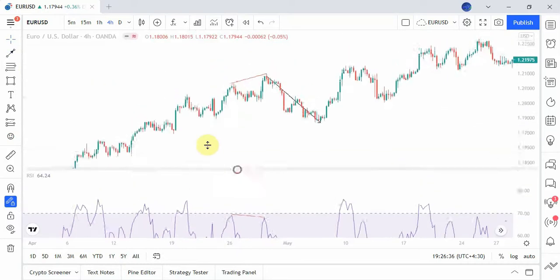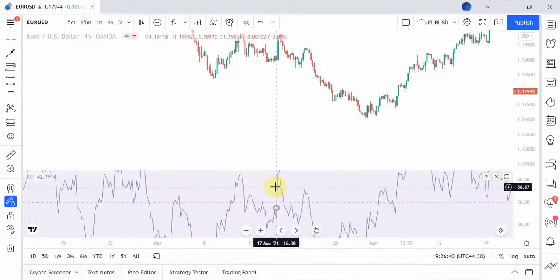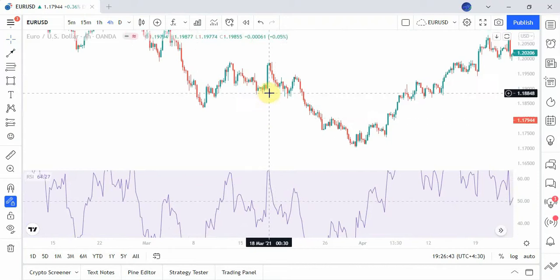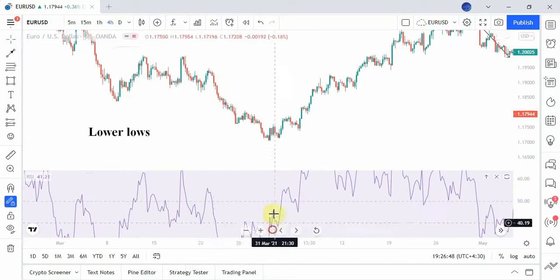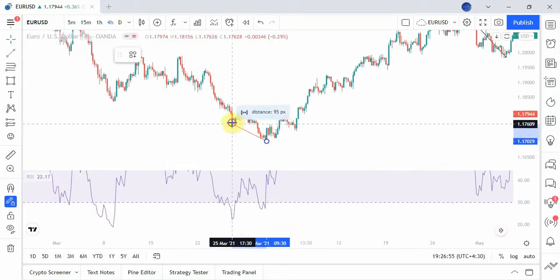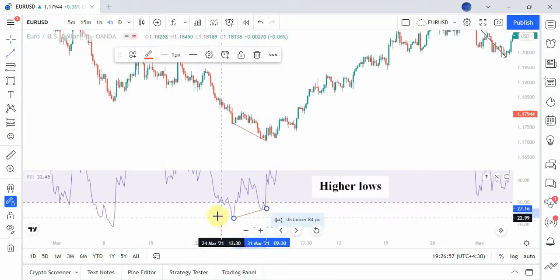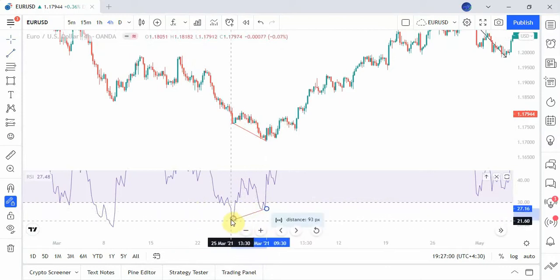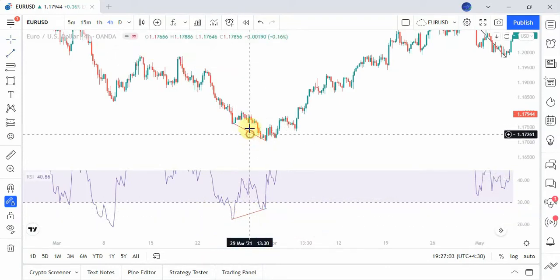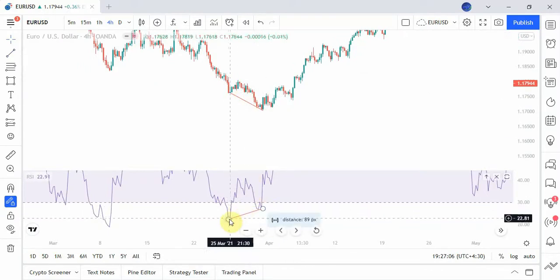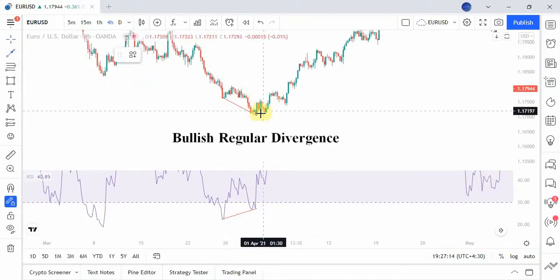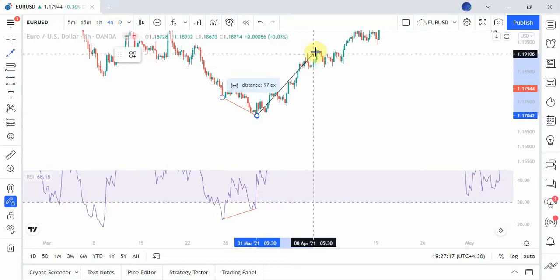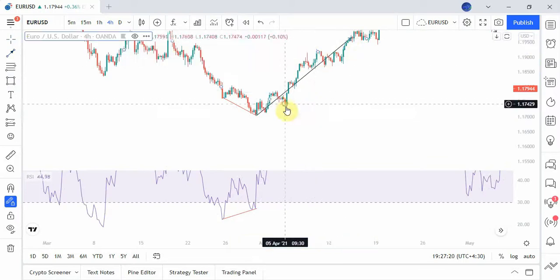Now let's move on and find a bullish divergence. Right here, as you can see, we have a downtrend here. And we have lower lows on the price chart. But RSI indicator is making higher lows. Here it is. This is our lower lows on the price chart, but on RSI indicator, here we have higher lows. So we conclude that here we have a bullish divergence, and you can see the price after this bullish divergence pulls up right here.